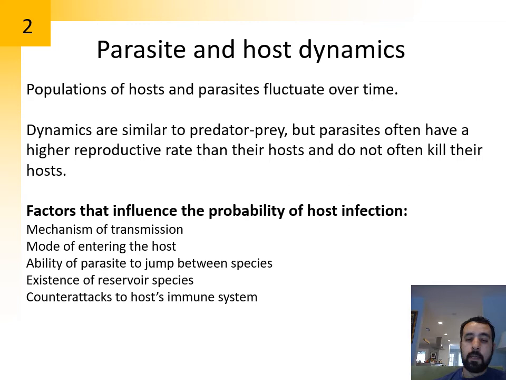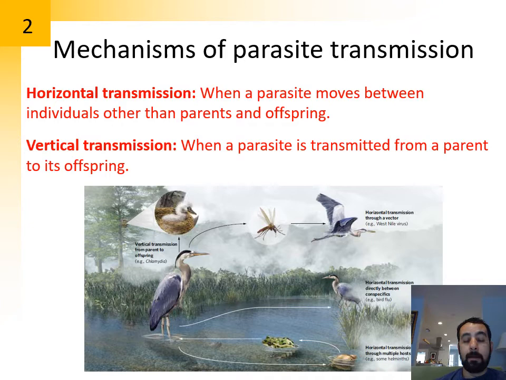But there is a certain set of criteria that will influence the probability of host infection, right? First of all is the mechanism of transmission, the mode of entering the host, the ability of a parasite to jump between species, and existence of reservoir species and counterattacks of the host immune system. So let's dissect each one of these factors that affect the probability of host infection, right? The mechanism of parasite transmission. Some mechanisms are better than other ones, right?